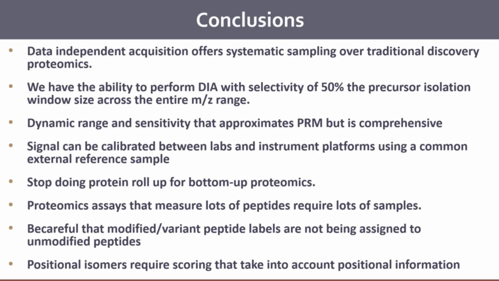Positional isomers require scoring that takes into account positional information. In fact, data independent acquisition is probably one of the best ways to handle things like phosphorylation, phosphoproteomics. It hasn't quite gotten out there yet. It is controversial. We had a manuscript with three reviews, pretty harsh. We're going through it. It definitely took a little bit to get through the reviewers' minds, but I do think that once more people start to do this and the tools become a little bit easier to use, people will begin to appreciate it more.